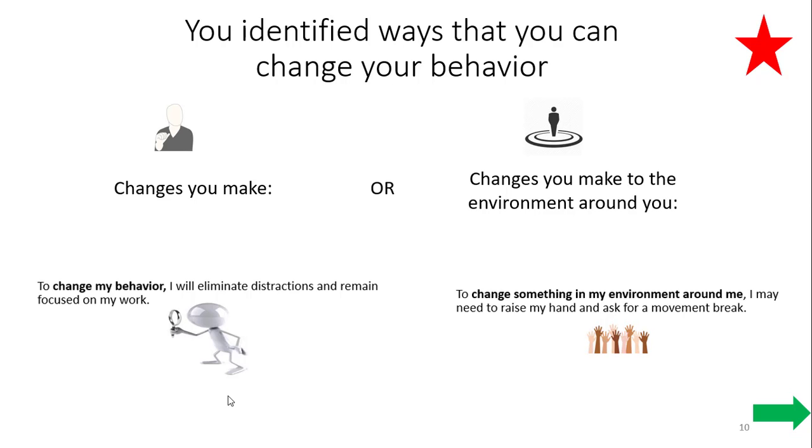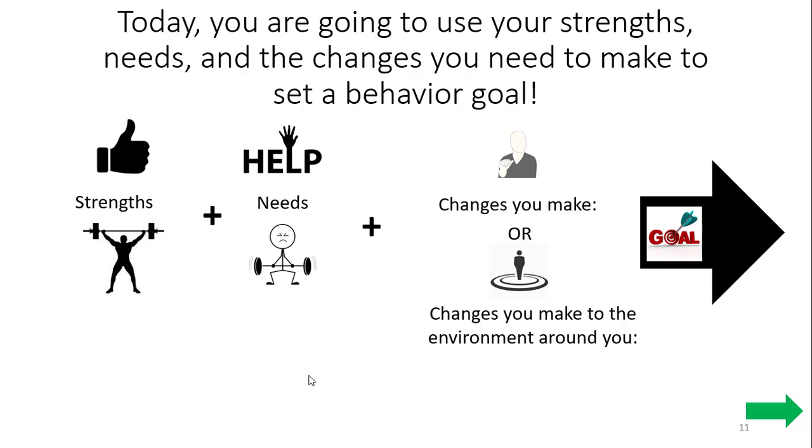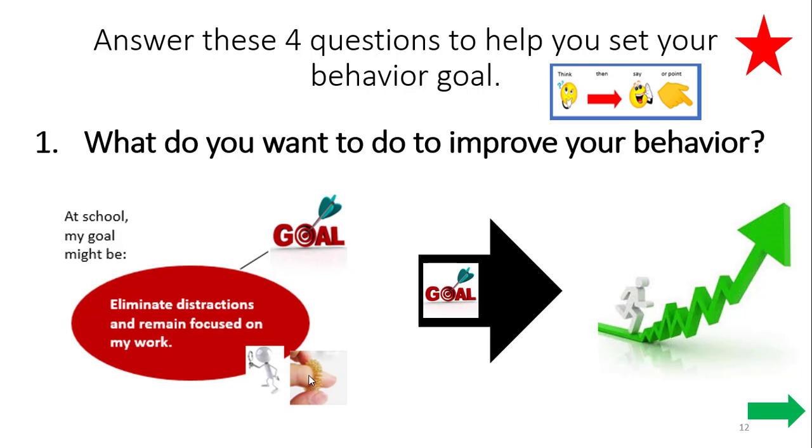You identified ways to change your behavior. We focused in on changes that you make to change your behavior. I will eliminate distractions and remain focused on my work. We're going to really focus more on the changes that you make versus changes in the environment around you, because you have the most control over the changes that you make. Using that goal to change your behavior, eliminate distractions, and remain focused on our work, that sensory tool is going to be what's going to help you to do that. Today, you're going to use your strengths and needs and the changes that you need to make to set a behavior goal. So by doing that, we're going to answer our 4 questions to help us set our behavior goal.